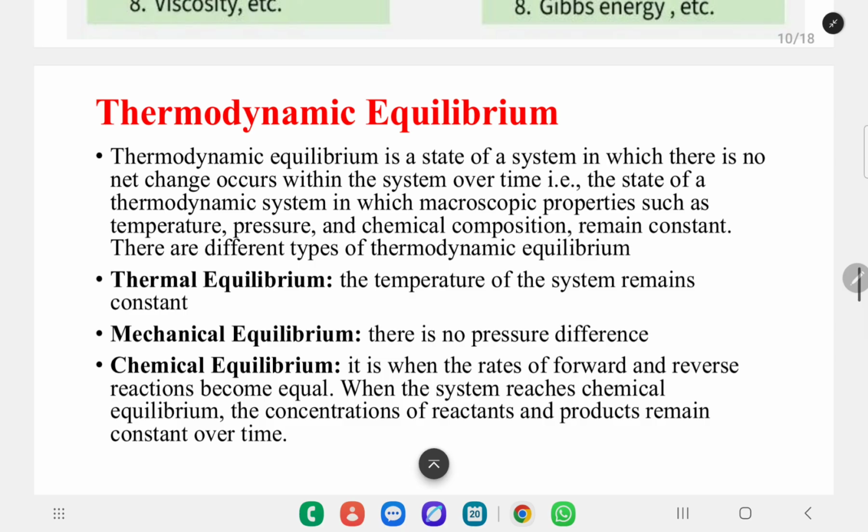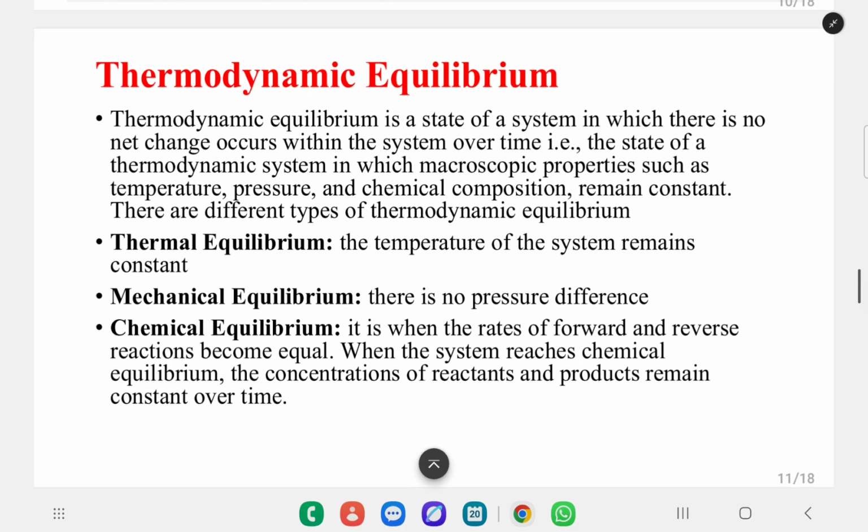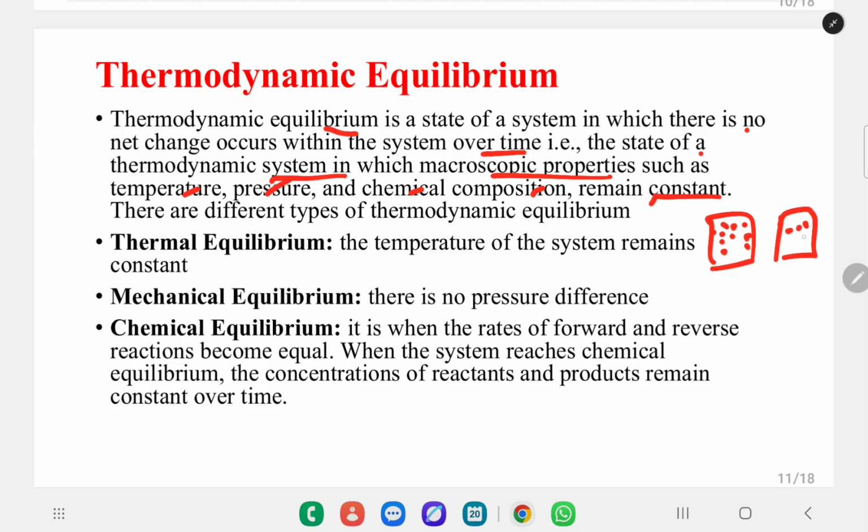Next is thermodynamic equilibrium. Thermodynamic equilibrium is a state of a system in which no net change occurs within the system over time. That is, the state of a thermodynamic system in which macroscopic properties such as temperature, pressure and chemical composition remain constant. Let us take two systems. If the temperature is the same, the pressure is the same, or the chemical composition is the same, then we can say that these two are thermodynamically in equilibrium with each other.